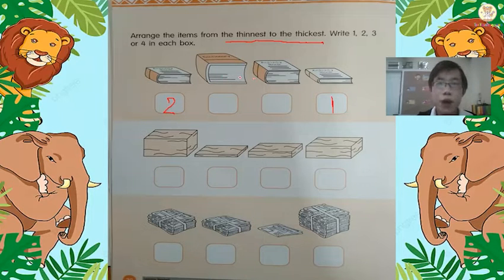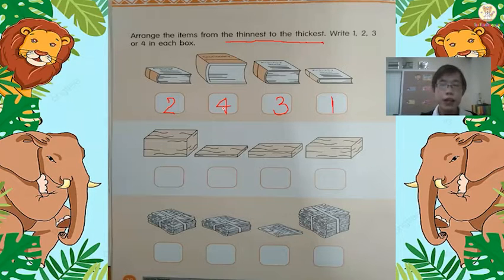And you can see that right now there are only 2 books left. So I want to ask you some question. Which one is bigger? This one or this one? The answer is this one is bigger than this one. Right. So we need to write number 3 at picture number 3. And the second picture we need to write number 4.